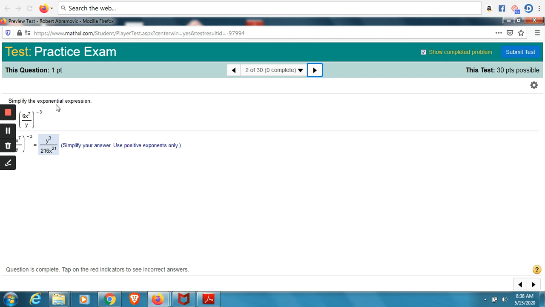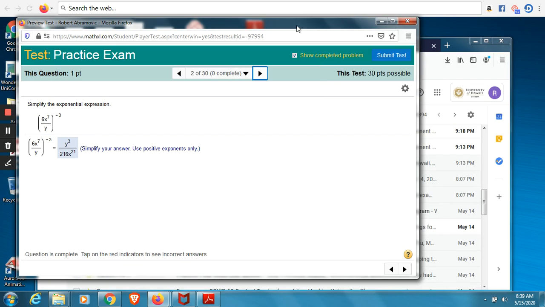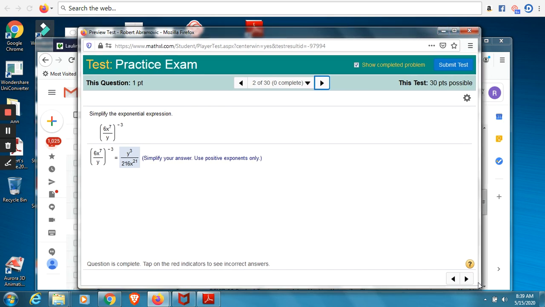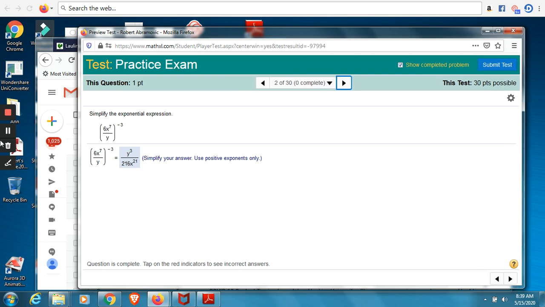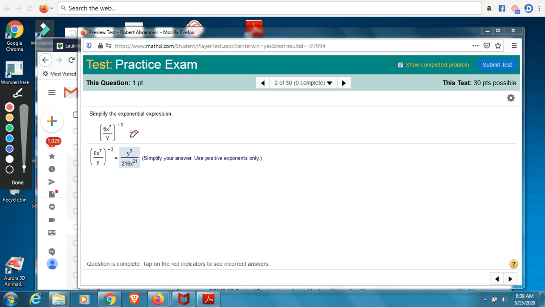Okay, the next question is to simplify this exponential expression. So here, 6 times x to the 7th over y, all raised to the negative 3. Our job is to simplify this. And to simplify this, if you remember from laws of exponents, when you're dividing two expressions and raising that whole expression to an exponent, that's equivalent to raising the numerator to that exponent, and then dividing by the denominator raised to the same exponent.